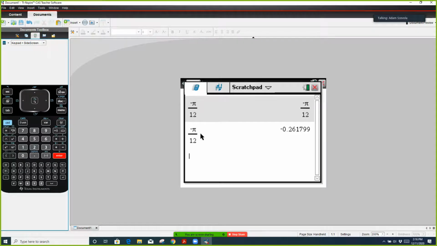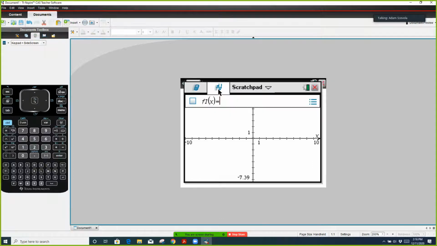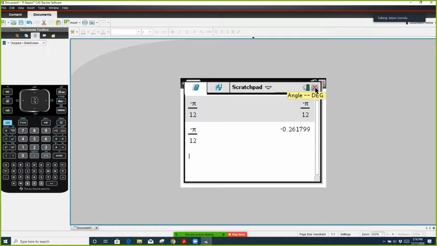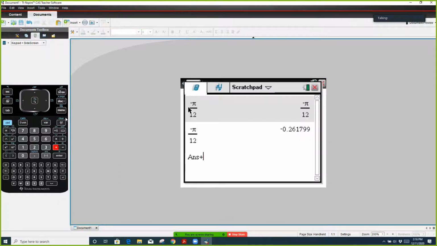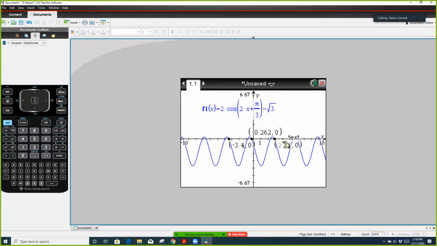I get negative 2.617, which rounds to negative 2.62, which is that answer right there. And if you add pi to that, or any multiple of pi, so pi times 2, pi times 3, pi times any integer, you're going to get another point on that graph, 2.88. If I subtracted pi, I'd get negative 3.4. So that answer checked out.